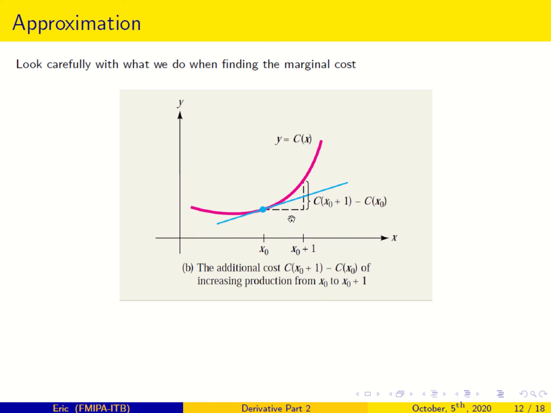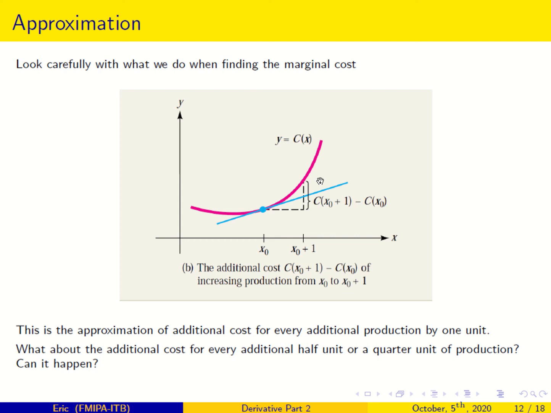Now, lastly, we will look at the approximation. Look carefully at what we do when finding the marginal cost. When we go plus 1, we add C prime x0. This one, the little one.